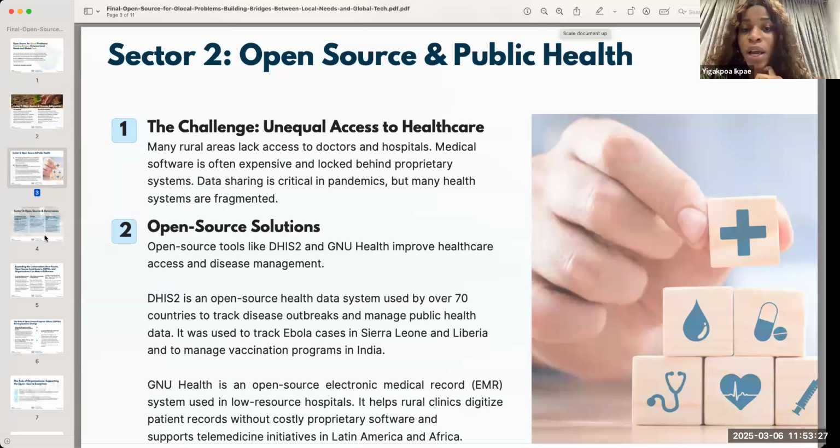The third sector is governance. Around the world, most of the world, there's a lack of transparency and citizen engagement. Citizens sometimes are not actively involved in the way the government makes decisions for them. Many governments struggle with corruption, limited accountability, and of course, weak citizen participation.